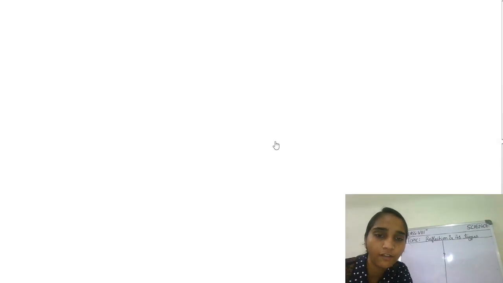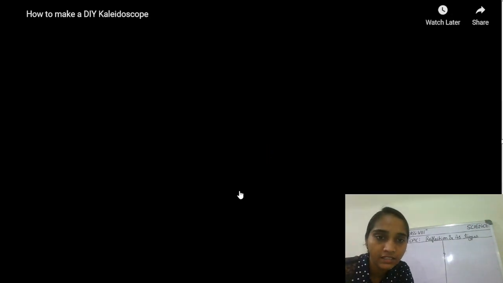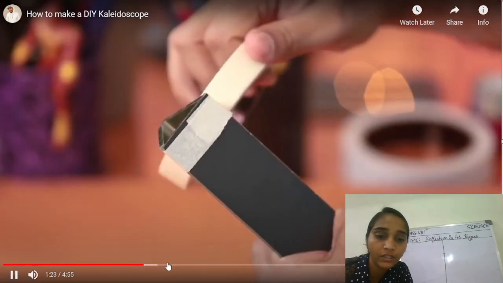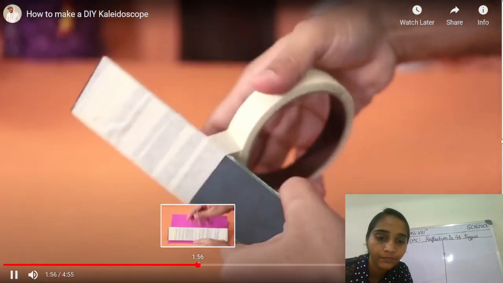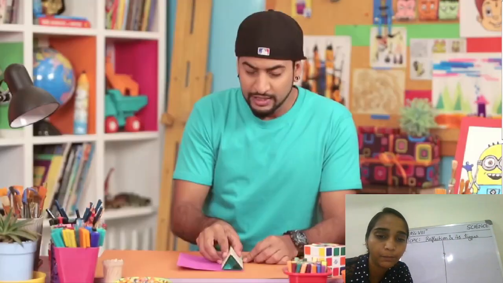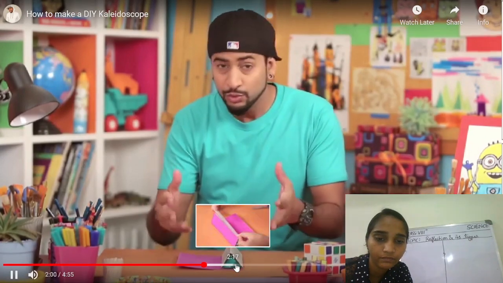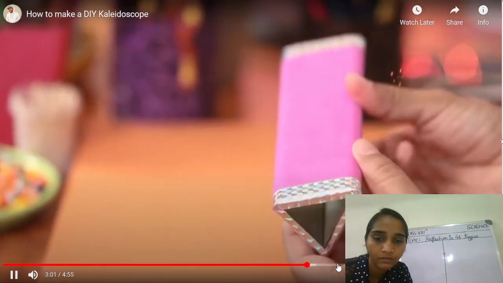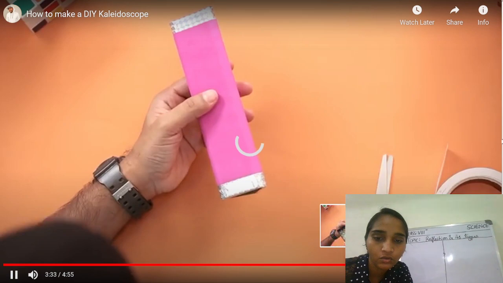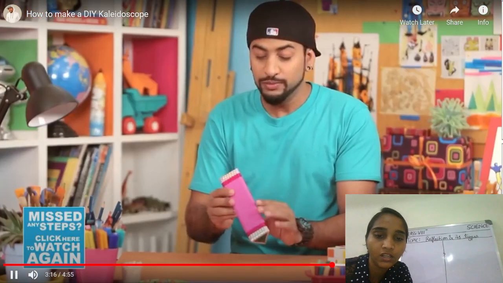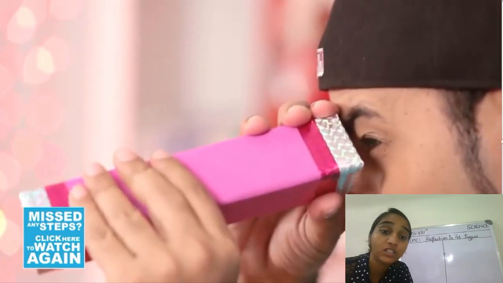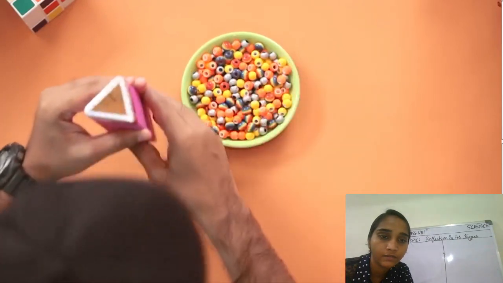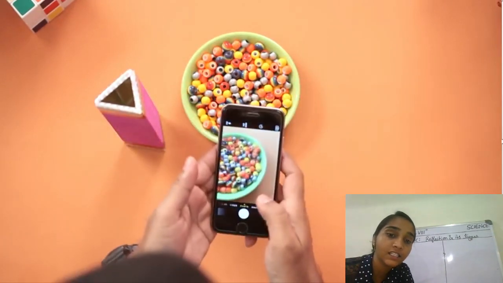Yes students, so till now what have you observed? He has taken three mirrors and attached them at some angles, binding them with tape, and he is also covering it with a piece of paper. Now you can see what the person is doing in this. He has put something in it, and just see. He has taken some beads.